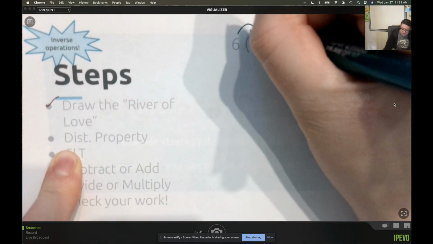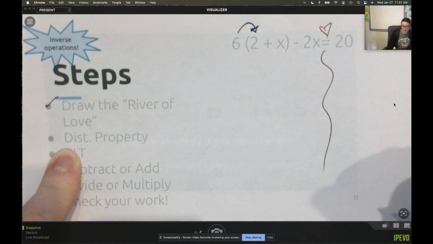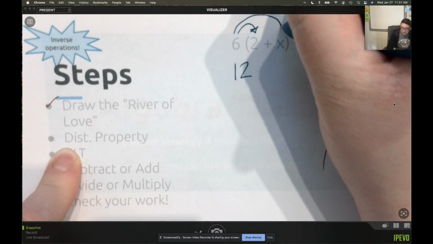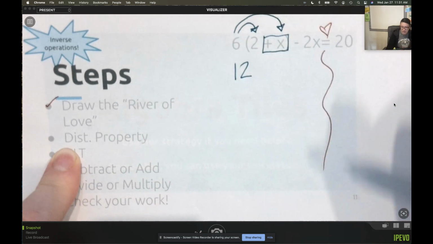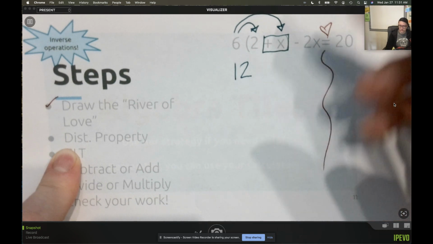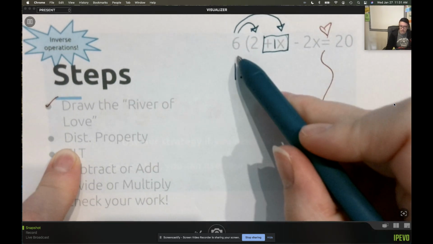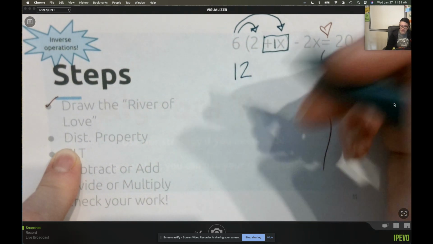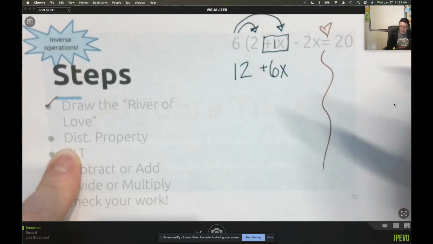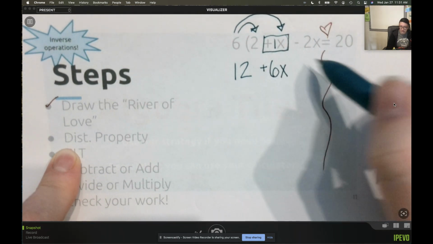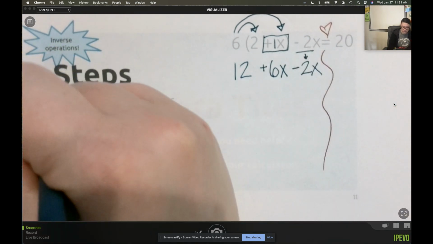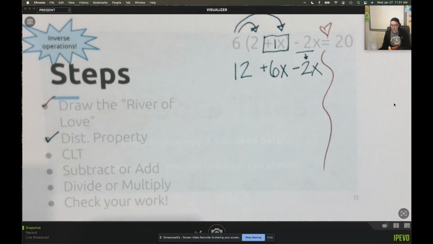So I need to do 6 times 2, which is 12. And then I've got to do also 6 times that positive x. If there's no number in front, what's really there? That imaginary 1. So 6 times 1x is going to give me 6x. And it's positive, so I'm going to add that 6x, and then I need to bring down this minus 2x. So there is my distributive property.